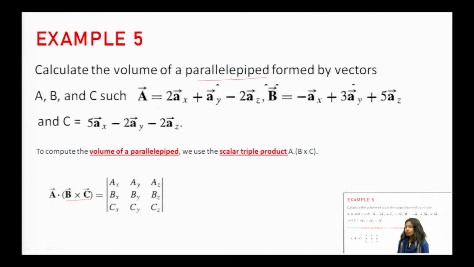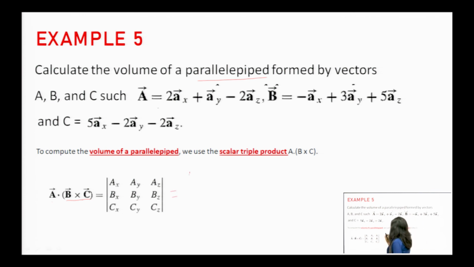In matrix, or determinant form, it can be written as Ax, Ay, Az, Bx, By, Bz, Cx, Cy, Cz, where Ax, Ay, Az are the coefficients of vector A, Bx, By, Bz are the coefficients of B, and similarly Cx, Cy, Cz are the coefficients of vector C. After solving this, we can find the volume of the parallelepiped.